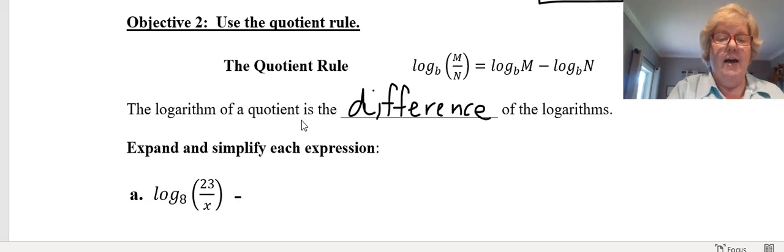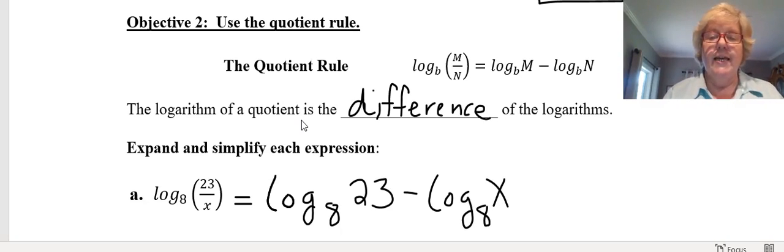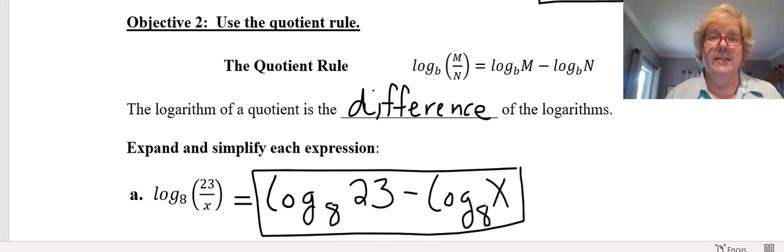In this case, I would say log base 8 of 23 subtract log base 8 of x. Now, in the previous problem, I could simplify because it was a common log and it worked out to be a nice integer answer. But log base 8 of 23 would simply give me a fraction that I have to round off, so I'm going to leave it like this. This would be my final answer for this example.